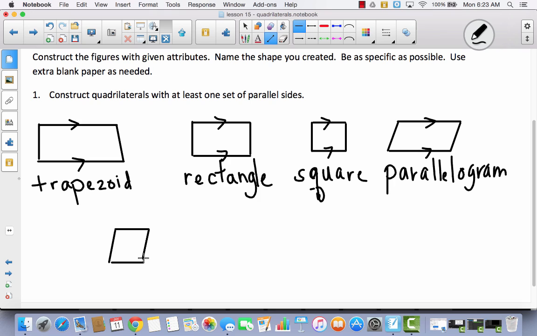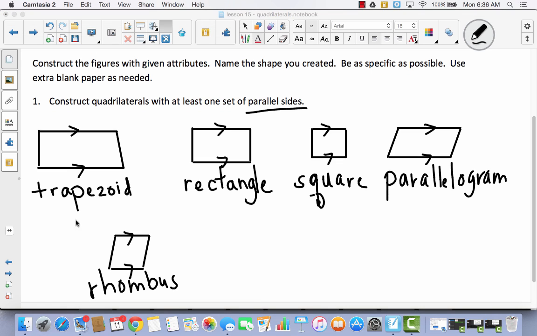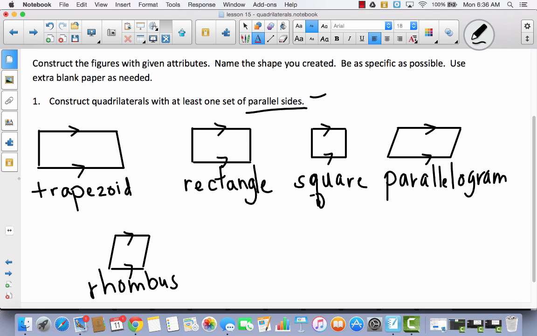So try to make all the sides the same length. So we have our parallel sides at the top and at the bottom. These are actually parallel too, but this is what you call a rhombus. So now all of these shapes are quadrilaterals because they all have four sides, but they also all have at least one set of parallel sides. So they have another name. All of these could also be just called a trapezoid.